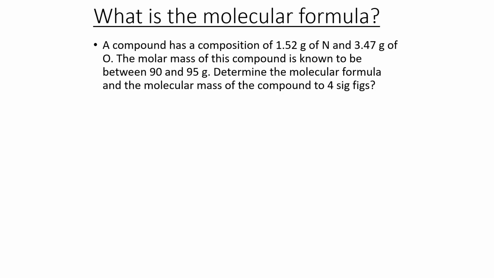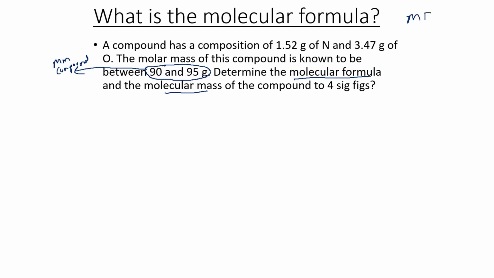In this particular case, we're giving a range for the approximate molar mass of the compound. Anywhere between 90 to 95 grams per mole is our approximate molar mass of this compound. After we're done with the calculation, we'll be able to actually figure out what the correct molecular formula is, and the correct molar mass for it, which is sometimes referred to as molecular mass.